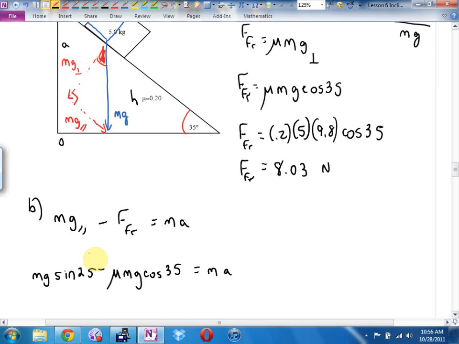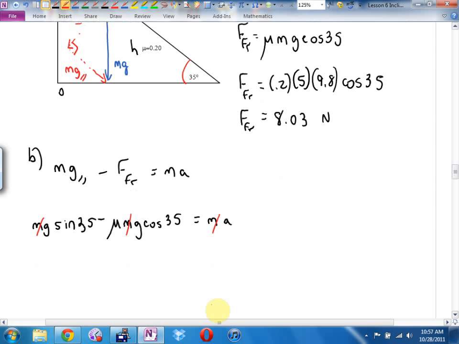35? Here's what I want you to notice. What do you notice here? Is there an m in the first term? Is there an m in the second term? Is there an m in the third term? Is there an m in every single thing? Then you know what happens to those m's? They cancel, and I already have a by itself. The acceleration is going to be g sine 35 minus mu g cos 35. It is 9.8 sine 35 minus 0.2 times 9.8 cos 35. What's this thing going to accelerate at?